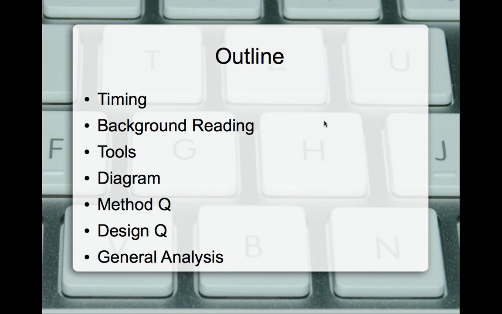Today we're looking at how you can properly answer the AP free response section for the computer science exam. We're going to go over a quick outline. First, timing for the exam, making sure that we address all the components of the exam itself. Then we'll look at the reading and backgrounding required. We'll talk about the tools available when taking the test, looking at diagrams and other methods to prep for the questions. Then we'll look at how to answer method type questions, then design type questions, and finally some general analysis review so we can prepare for all the questions in the AP free response section.